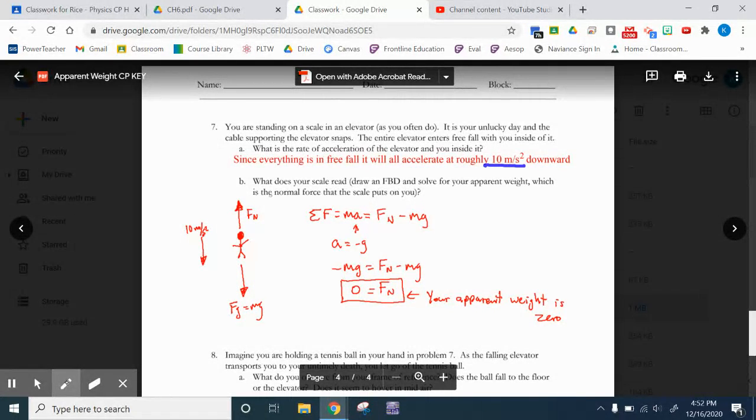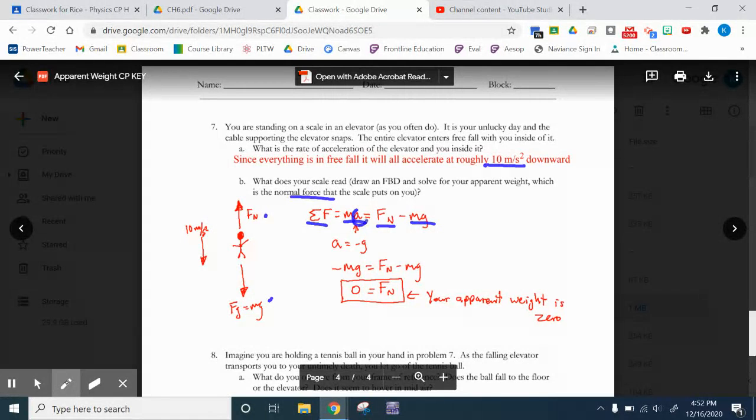Remember, apparent weight is the normal force that the scale puts on you. Well, if you're accelerating downwards at 10 meters per second squared, normal force up, mg down, let's figure it out. The sum of the forces has got to be equal to ma, and we got a normal force up and mg down for our forces. We want to solve for the normal force.